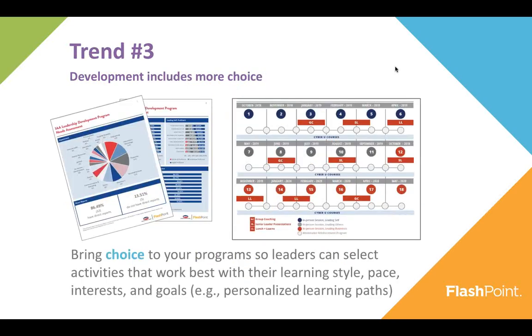So let's take a deeper dive. Let's think about some ways that you can bring some choice into your programs. We like to call this choose your own adventure. I just love that. Choose your own adventure is where a leader can be active in selecting activities that work best for their learning style, pace, interests, goals, and so on. For example, for one client we designed an 18-month program in this choose your own adventure style that put them really in the driver's seat.